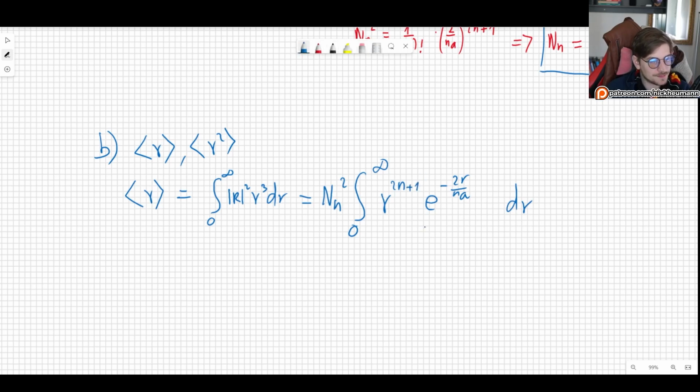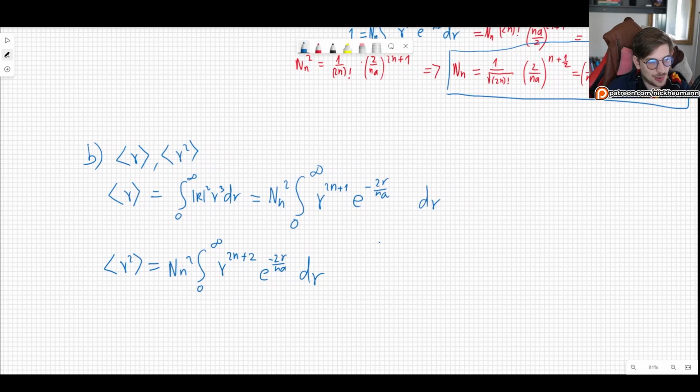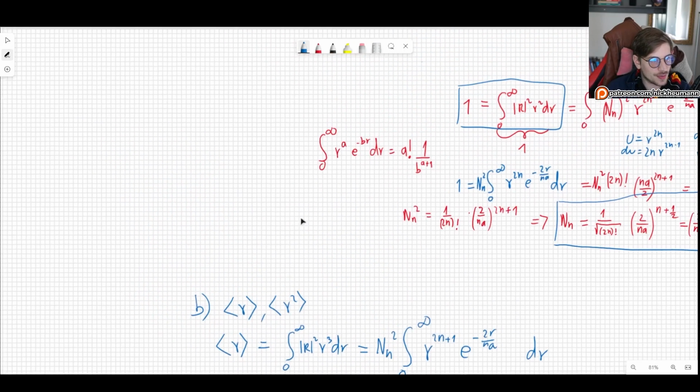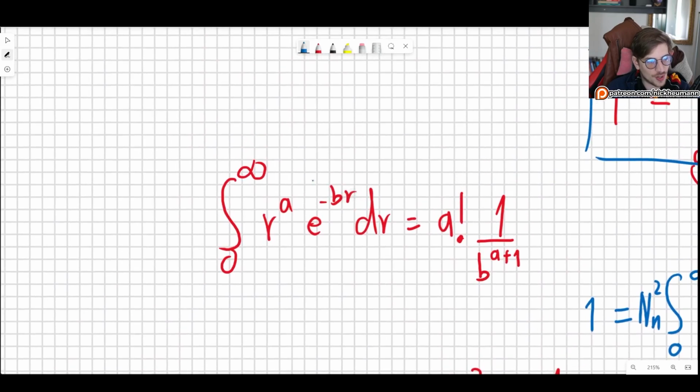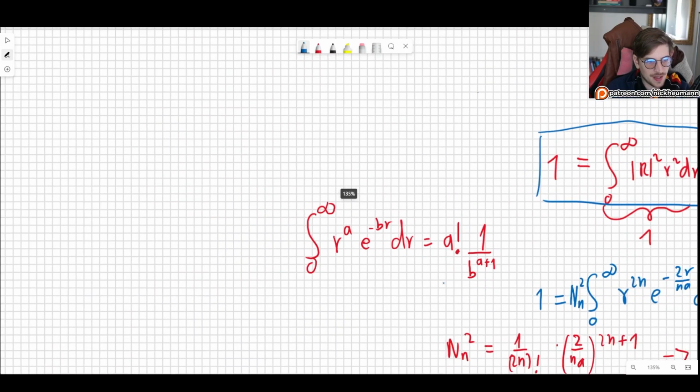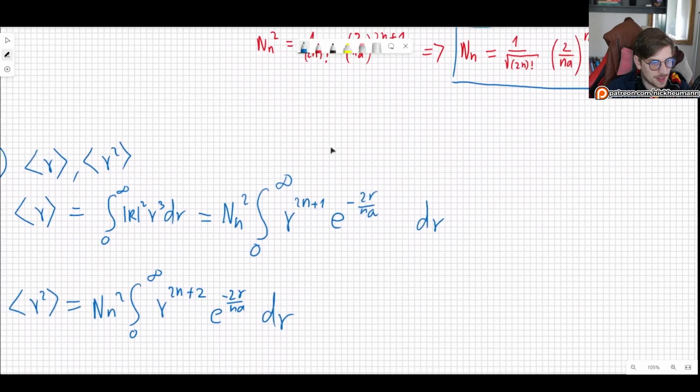So 2n plus 1. And now in the case for r squared, we're going to get the exact same thing, because the only difference is that now we're multiplying by r squared instead of r. So we are going to get the same thing, but now the exponent of r will be 2n plus 2. That's it. That's the only difference. Okay, so those are the two integrals that we are going to have to solve, and look at them. They are of the exact same form of what I told you we would encounter all the time. Okay, so let's use that formula.